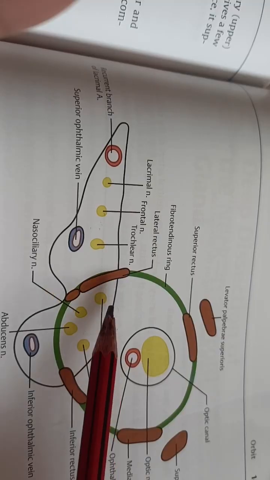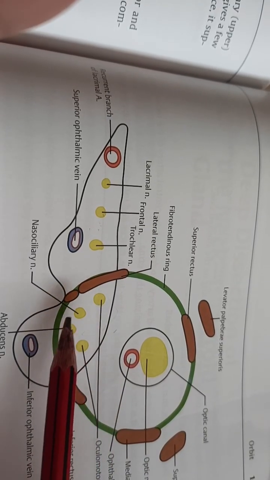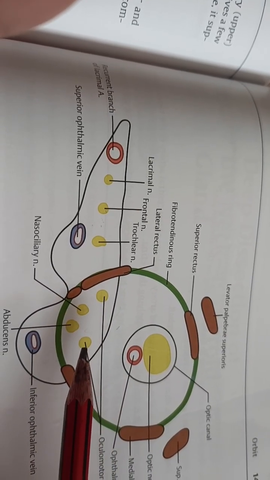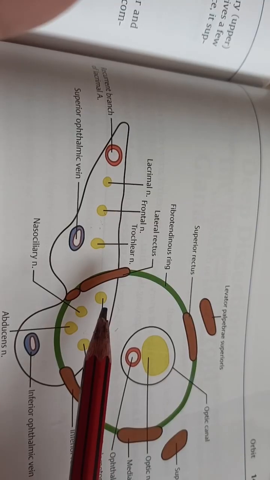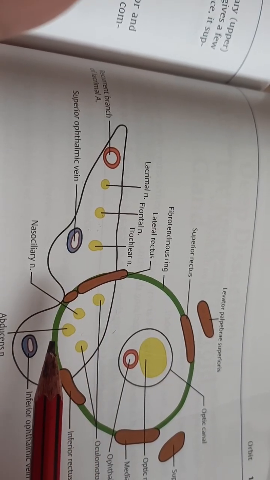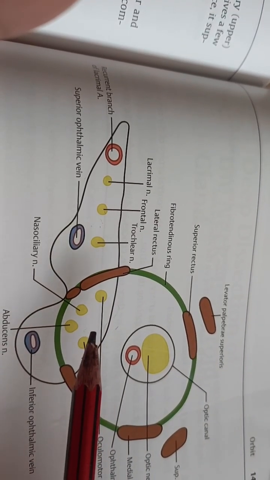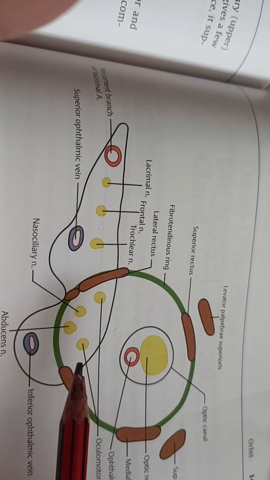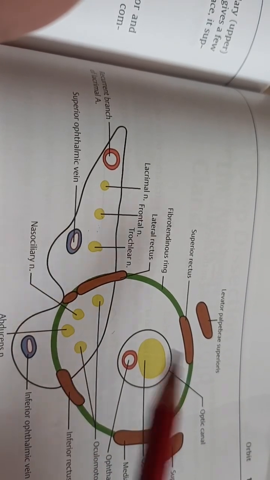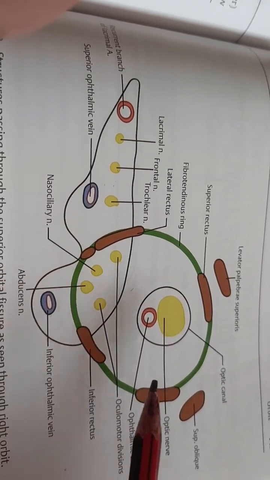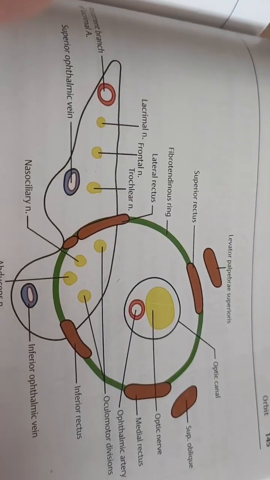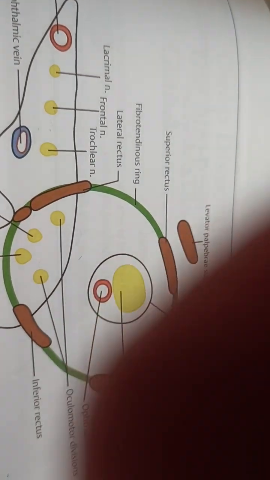There are four structures present in the middle part. Here you can see the upper and lower divisions, the two divisions of the oculomotor nerve, and one nasociliary and abducent nerve. All four are nerves. The green thing that you can see here is the tendinous ring.